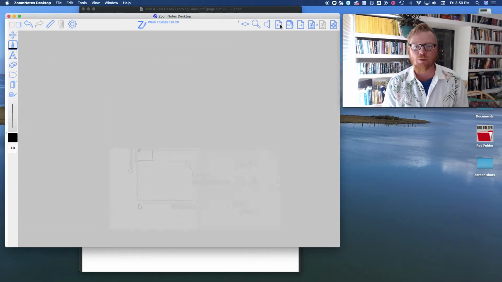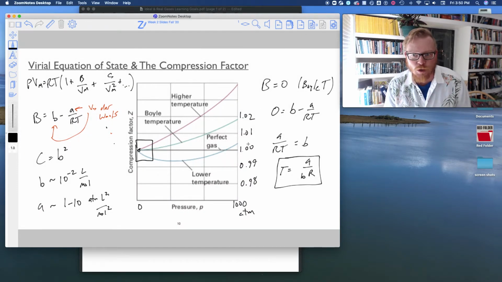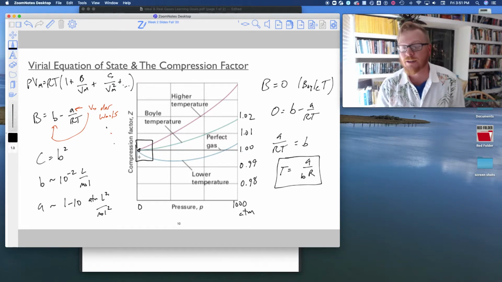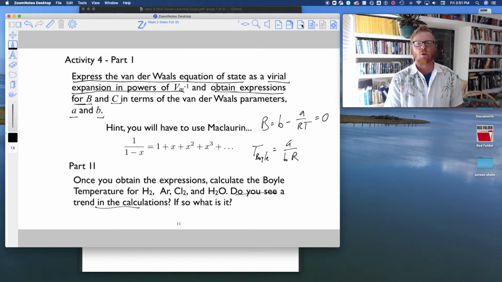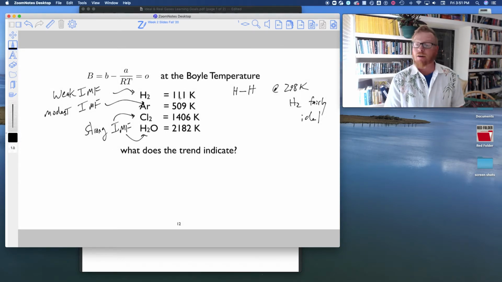Because again, remember, these compression factors don't go up by very much, okay? And you can see even at a higher temperature than the Boyle temperature, even within this range at 1 atmosphere, it might be a compression factor of 1.0001, right? So barely repulsion, okay? All the same, above 111 Kelvin, hydrogen predominantly is repelled by other hydrogens, okay? Now what about argon? Well, argon's Boyle temperature is above room temperature.